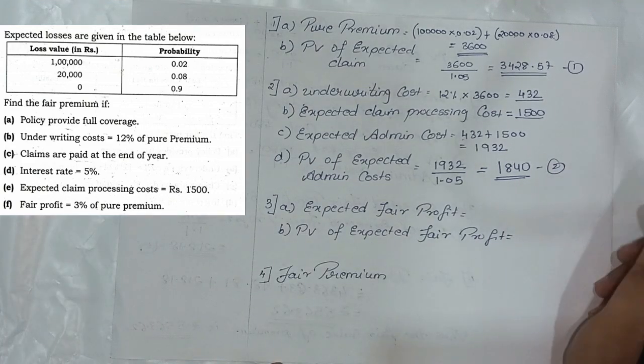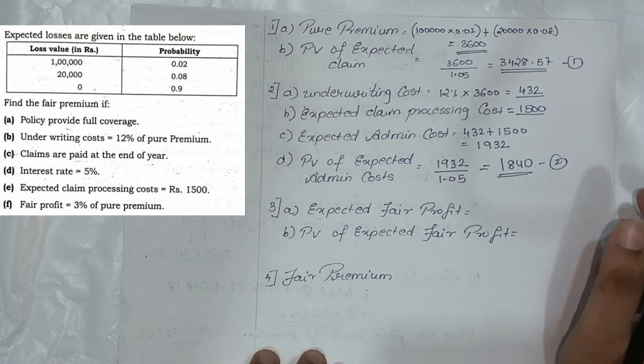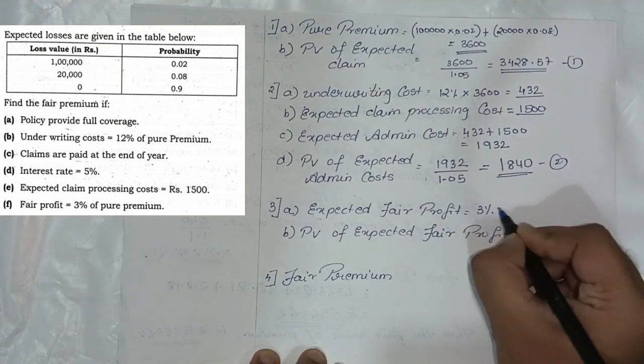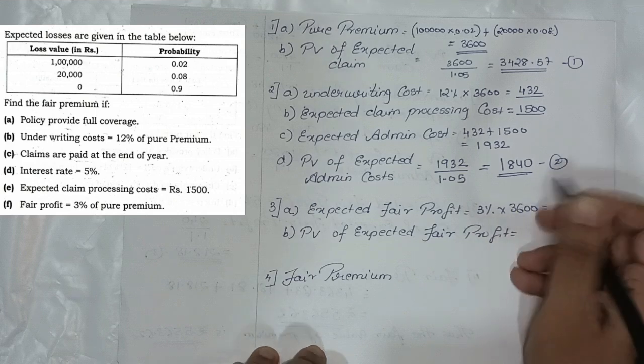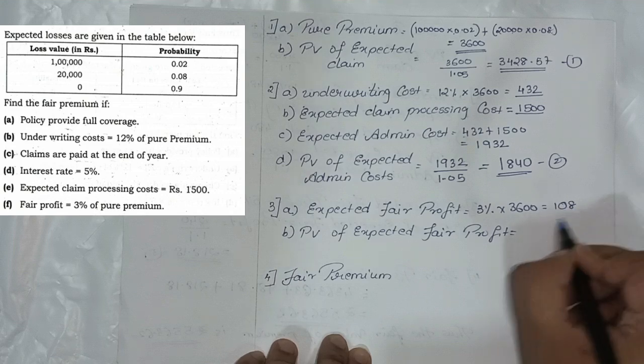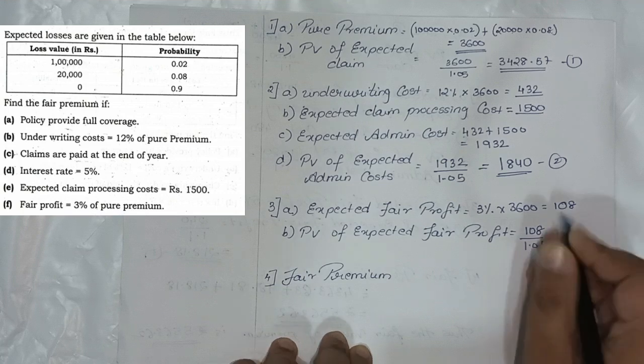Now similarly, we need the third one. For that, we need to first find the expected fair profit. Again, a percentage. In the question, given in the last adjustment number, fair profit is 3% of pure premium. So 3% of 3,600. On the calculator again, 3,600 into 3% comes to 108. So we note it down as 108, and then again the PV of 108.